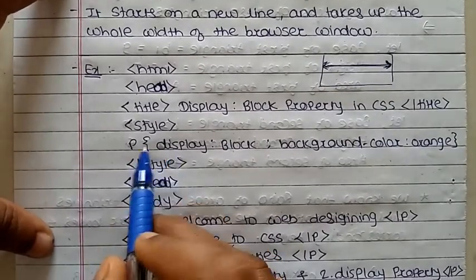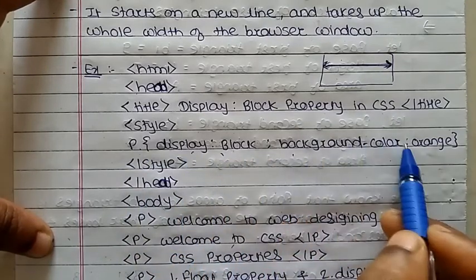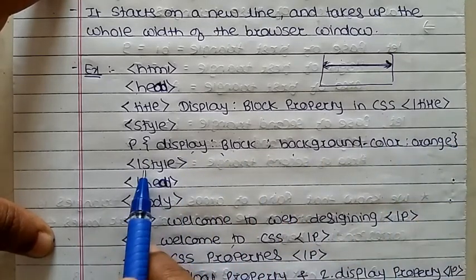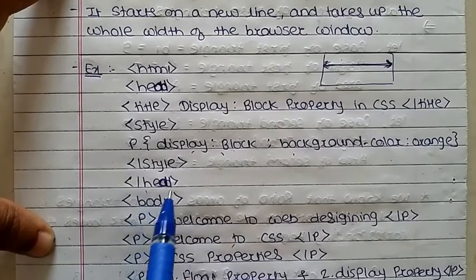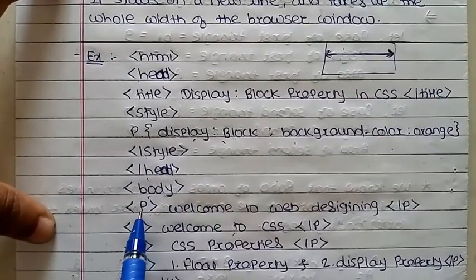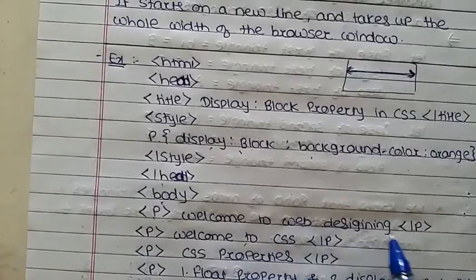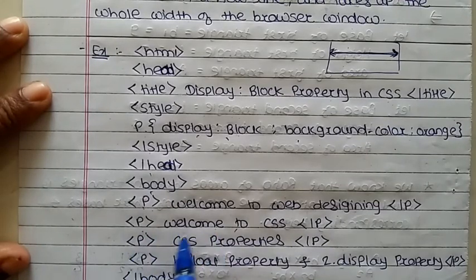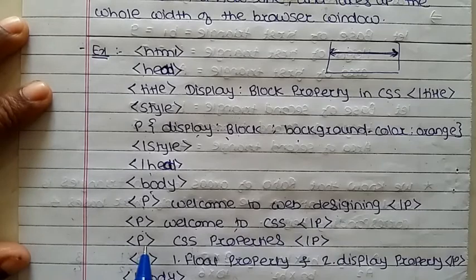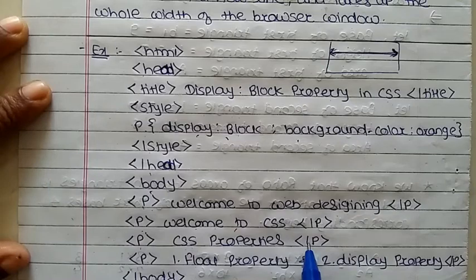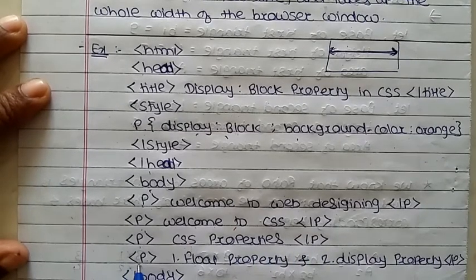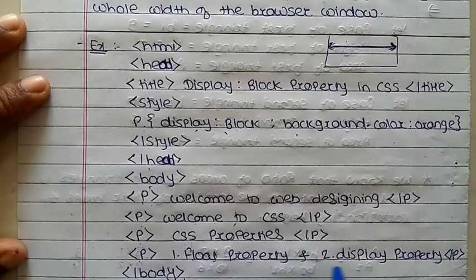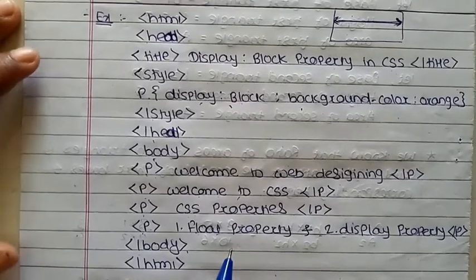So P, display block, background color orange. Next, the style tag closes here, head tag closes, then open the body tag. Then in a P tag, welcome to web designing, we print one message. Then next P tag, welcome to CSS, close this P tag. Then next P tag, CSS property, close this P tag. Then next P tag, one dot float property and two dot display property, close the P tag. Then close the body tag and HTML tag.